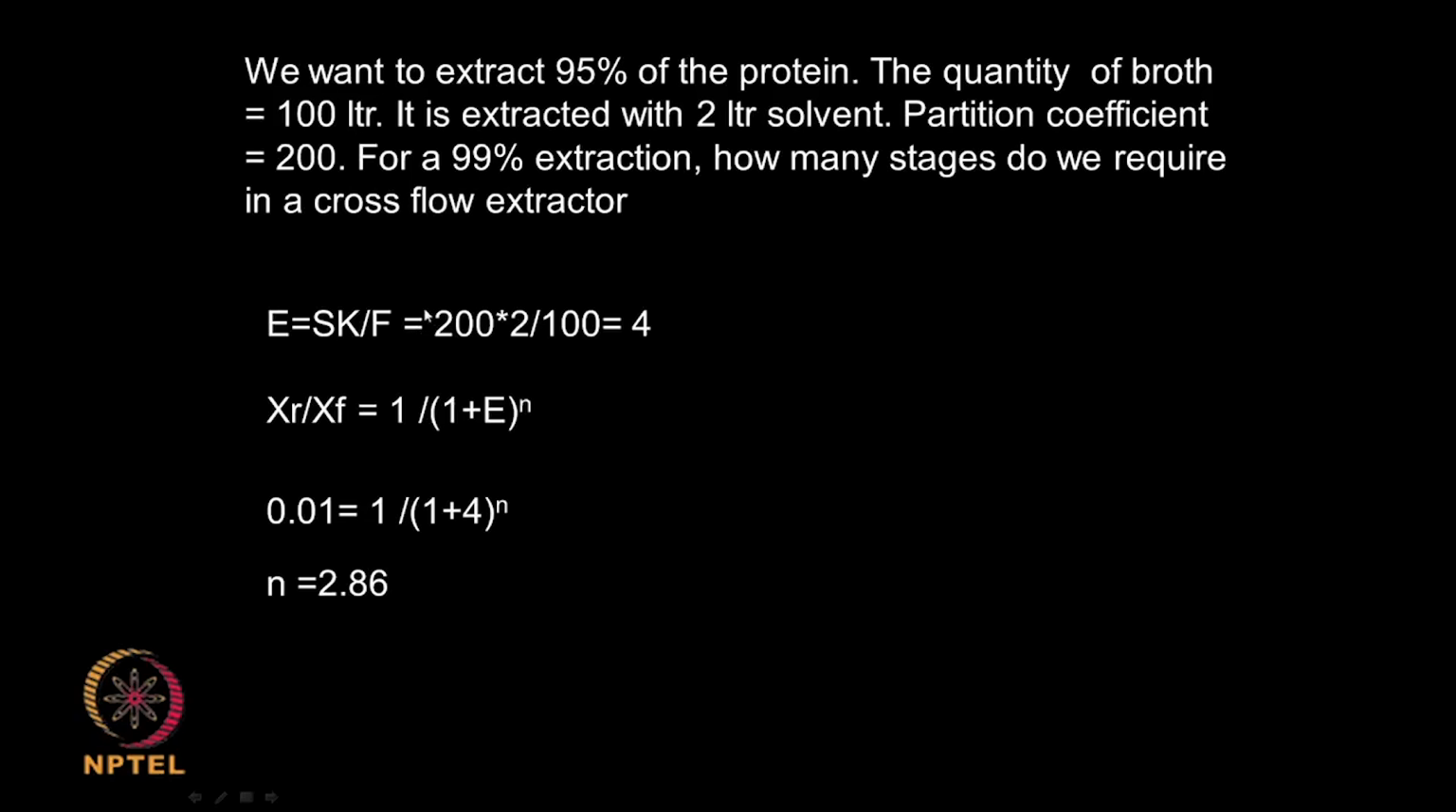So S I know, S is 100 liter and K is given here as 200. Sorry, solvent is 2 liter, F is 100 liter, K is 200. So when I substitute, E comes out to be 4. So from these I get N is equal to 2.86. That means I need 3 stages if I want to recover 99% of extraction.